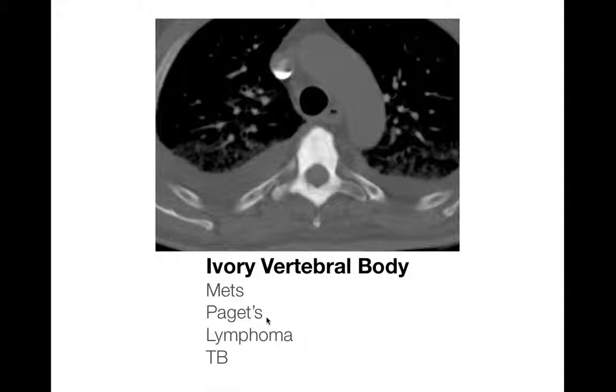you distinguish Paget's disease from some of the other things is that Paget's disease tends to expand the vertebral body. It doesn't have to, not all the time, but certainly look for the expansion. If you see a vertebral body which is expanded, really it's going to push you to think more Paget's than some of the other things. TB or indolent slow-growing infection can cause this appearance as well. So, short differential diagnosis for an ivory vertebral body.